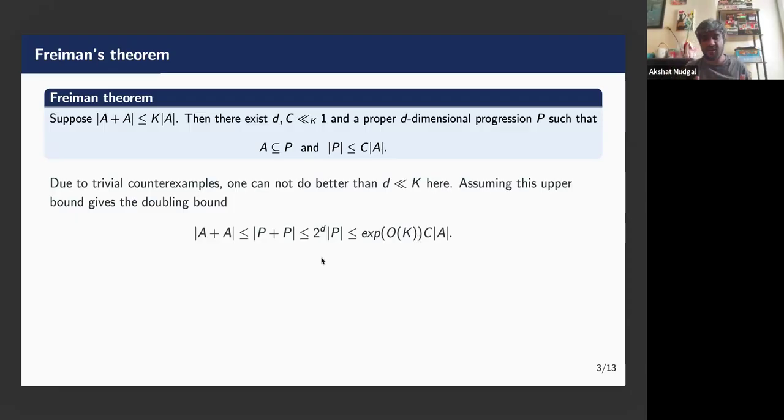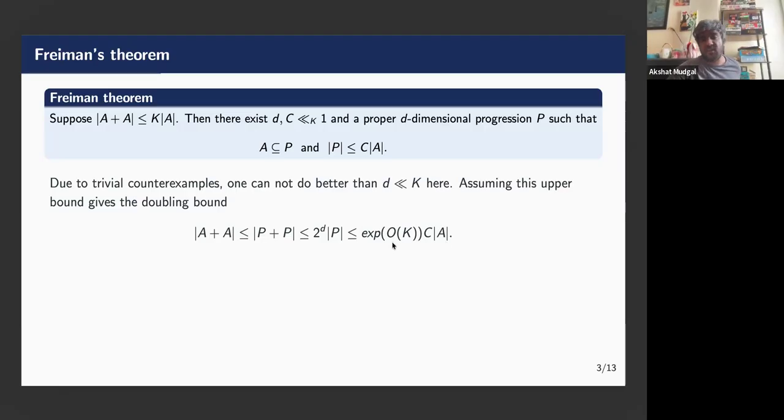So okay, what's the point here? Why am I doing this? I started with the hypothesis that my subset, my doubling is K. I got some structural conclusion. And if I very trivially use this structural conclusion, then I can show that my doubling is at most exponentially bounded in K. That's the nice thing about Freiman's theorem. You start with a hypothesis that your doubling is at most K, and you end up with a conclusion where your doubling trivially must be bounded in terms of K.